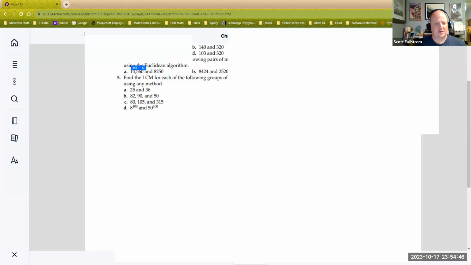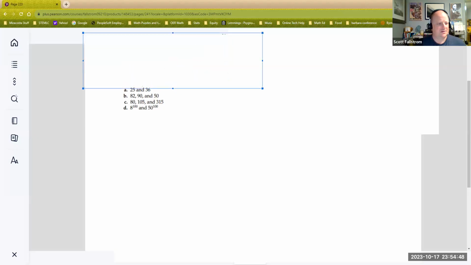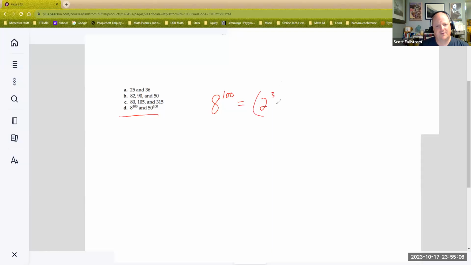So find the LCM using any method. So you do have a choice. You could do it many other ways. I can't think of another way that would be any good at all, but perhaps one of you can think of one. So we're looking at part D. So yeah, when you see 8 to the 100, I would rewrite that as 2 cubed. Like I'd factor 8 down into 2 times 2 times 2, pull that one out to the 100, making it 2 to the 300.